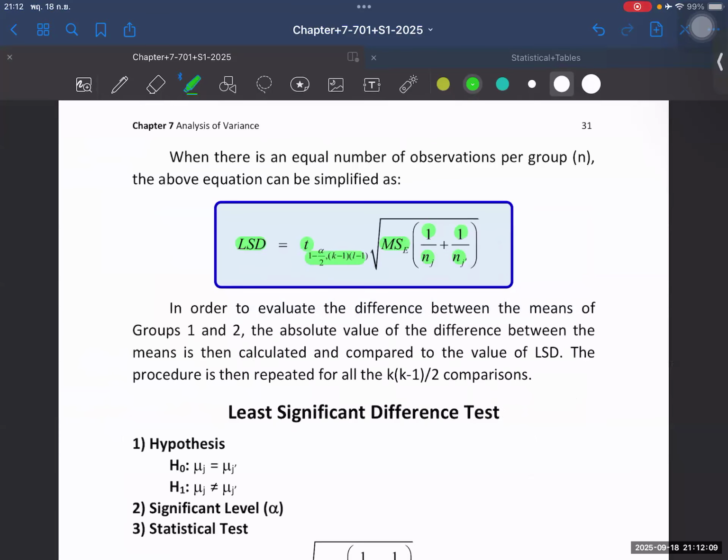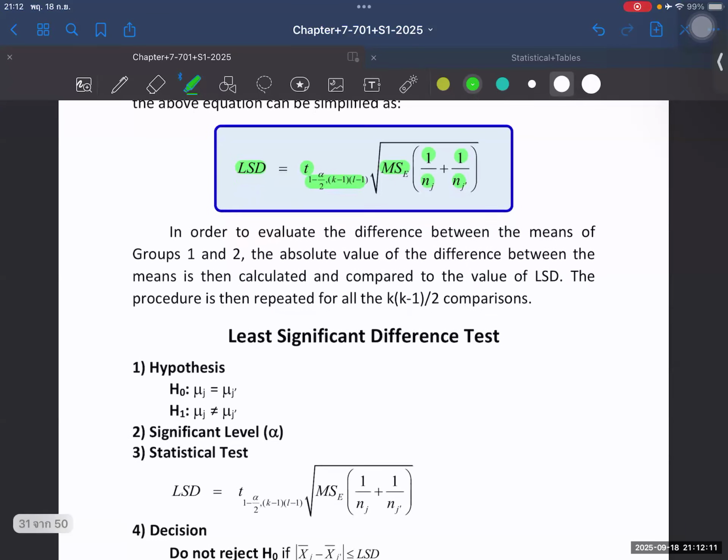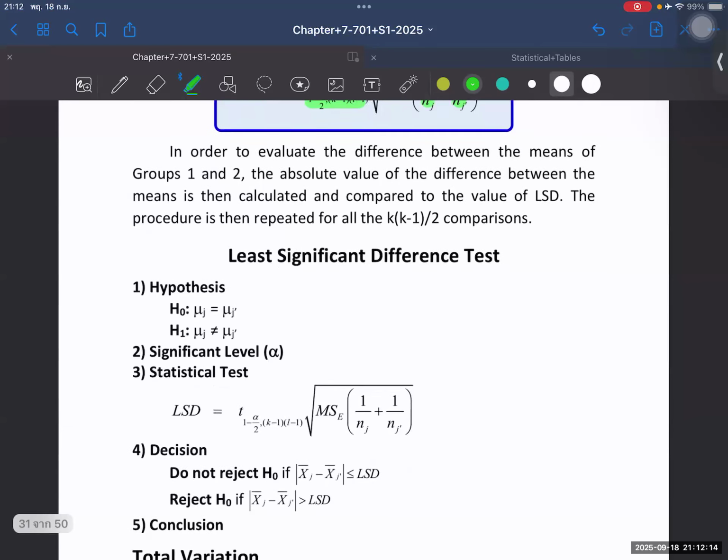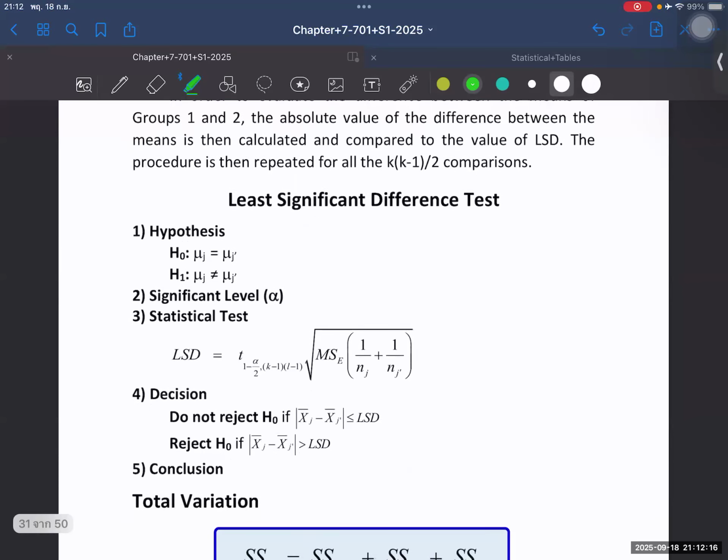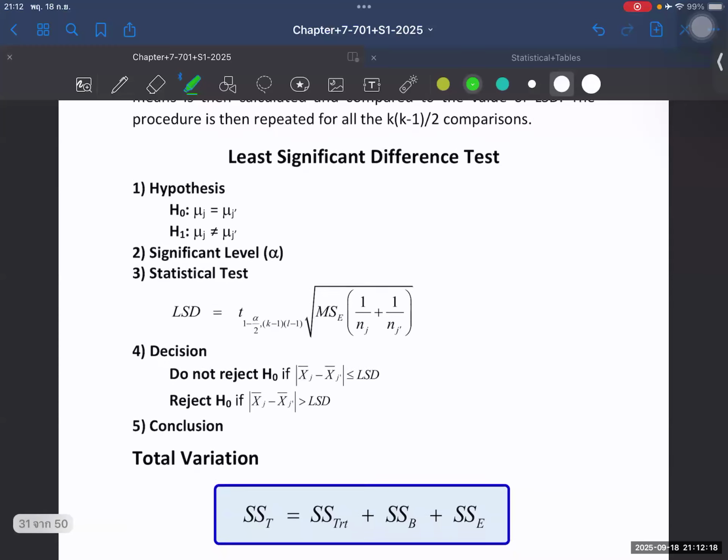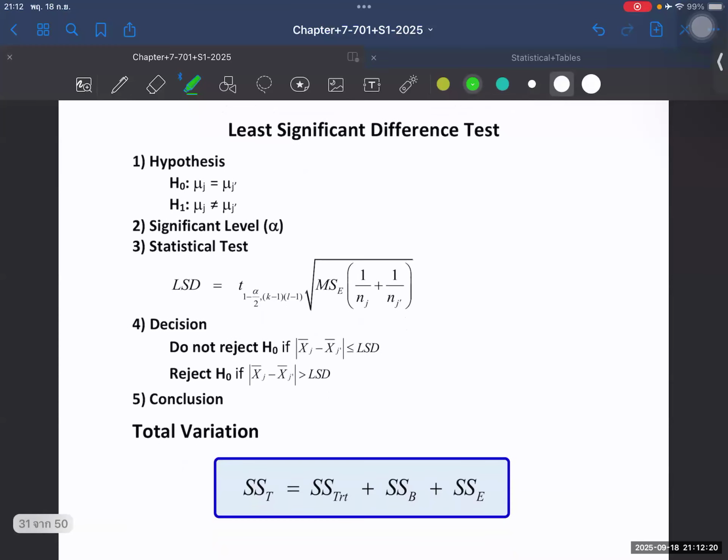And the same when we want to set up the hypothesis, you can apply the same idea of the hypothesis from the one-way ANOVA again, okay? When you want to test the pairwise from the multiple comparison.